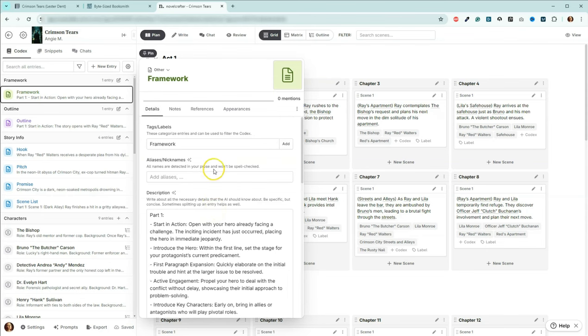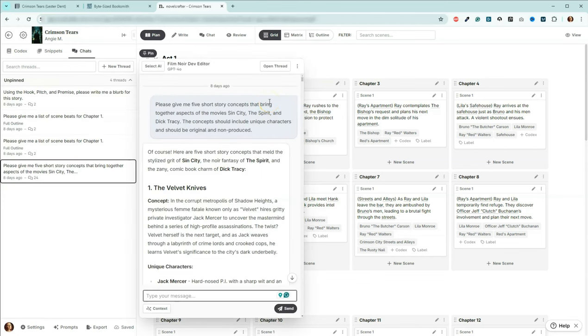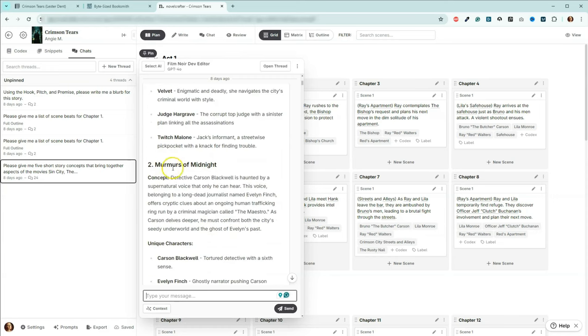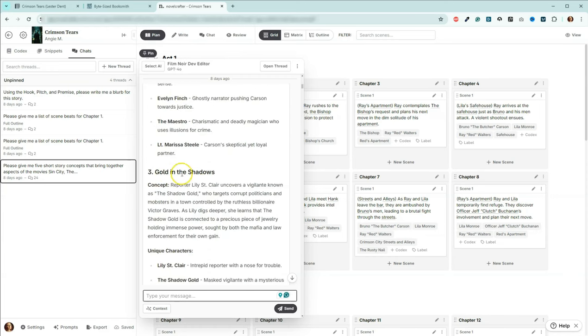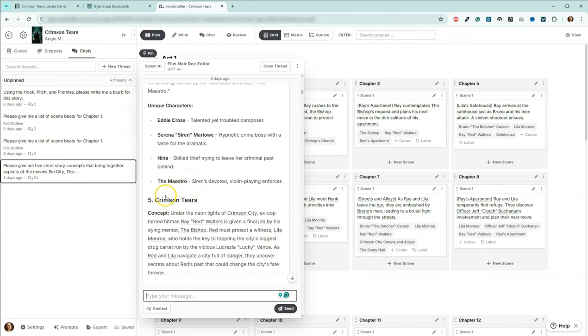So just remember, I started out with just the framework. Everything else came after. So for inspiration, I wanted to use the movies Sin City, The Spirit, and Dick Tracy. And so I said, please give me 5 short story concepts that bring together aspects of those movies. And they should include unique characters and should include original and non-published concepts. So it gave me The Velvet Knives, Murmurs of Midnight, Gold in the Shadows, The Sinister Symphony, and Crimson Tears. Ultimately, I ended up deciding to go with Crimson Tears.